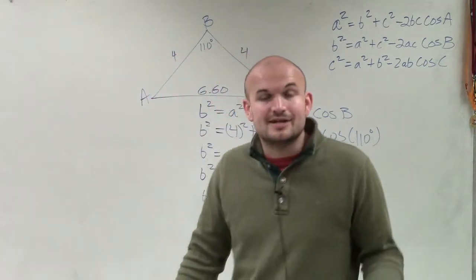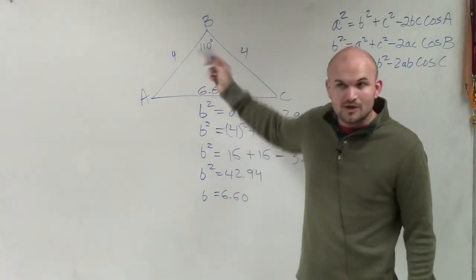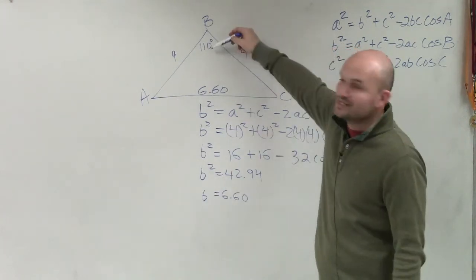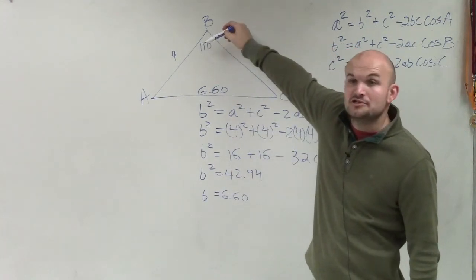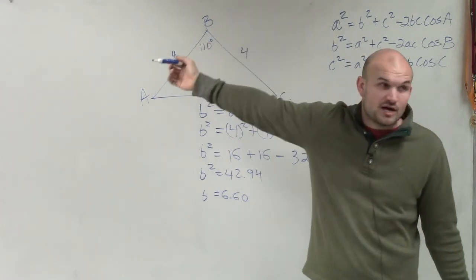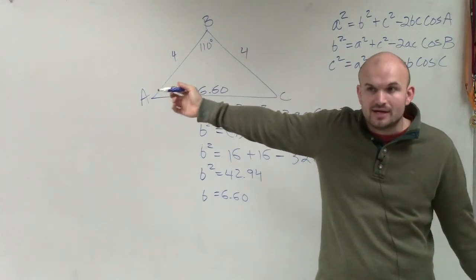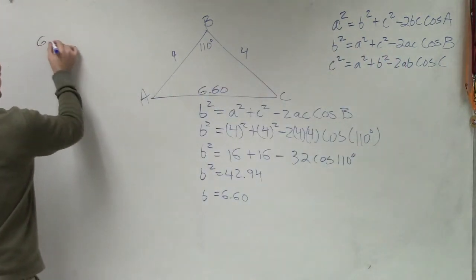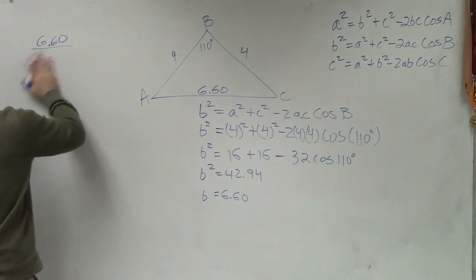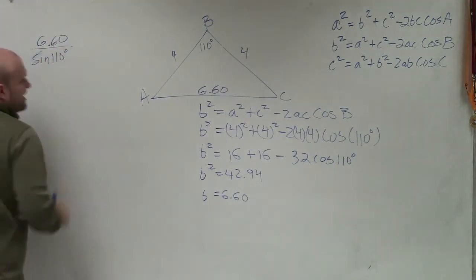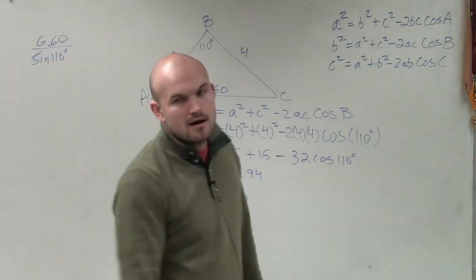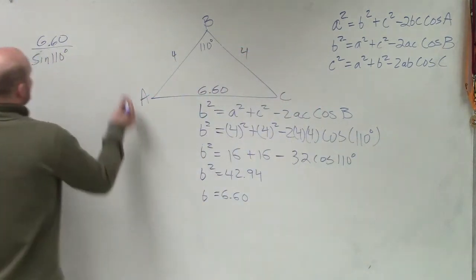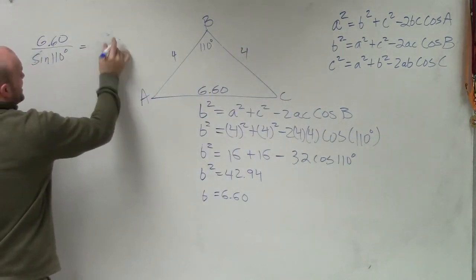Since I know my side length, I now have a ratio. So to find the other angle, I need to apply my law of sines. It's nice because I have an obtuse angle, so I know that my other two angles have to be acute, and I don't have to check for a second case. So now I say, I have 6.60 over the sine of 110 degrees, and c. We'll do c. It doesn't really matter because it's all the same numbers.